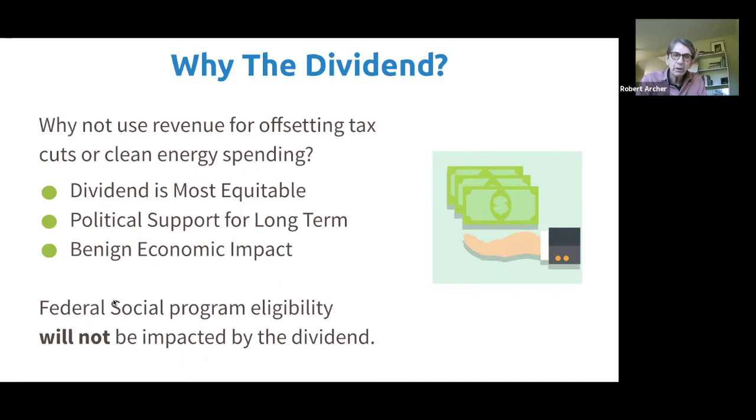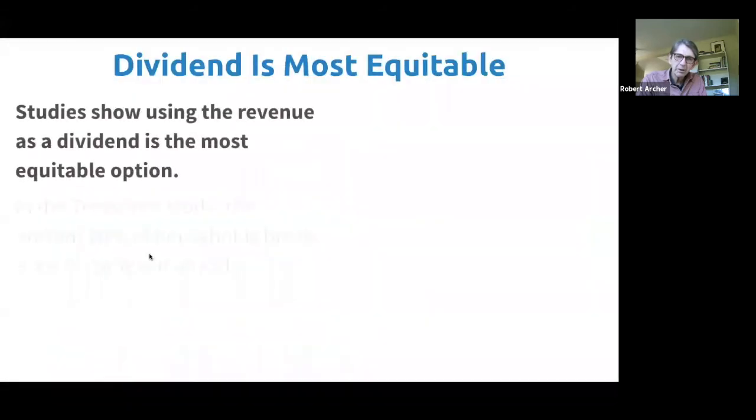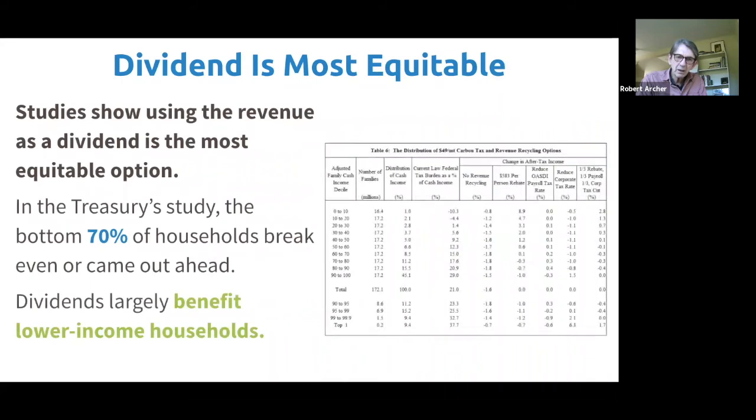And it's important to note that the economist statement of 3,500 economists, including Nobel Prize winners, heads of the Federal Reserve, and President's Council of Economic Advisors, they advocated, along with the fee, a dividend instead of tax cuts. They opted for equity over traditional economist efficiency. Let's move on to this chart of the Treasury Department. It's the most equitable, and 2/3 of the households break even or come out ahead. It disproportionately benefits lower income households.